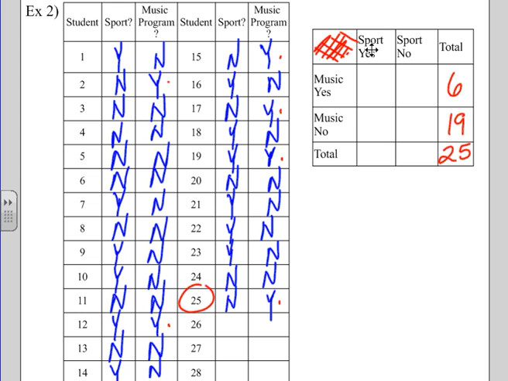Let's do the same thing for sports. Let's count how many people said yes to sports. 1, 2, 3, 4, 5, 6, 7, 8, 9, 10, 11, 12 said yes to sports. Let me double check. 1, 2, 3, 4, 5, 6, 7, 8, 9, 10, 11, 12. 12 said yes to sports. And that meant 13 said no to sports.